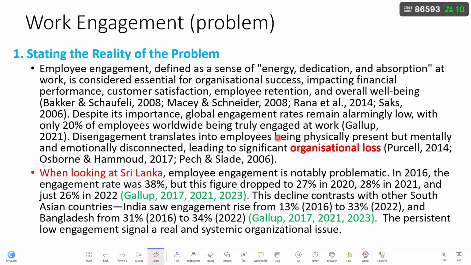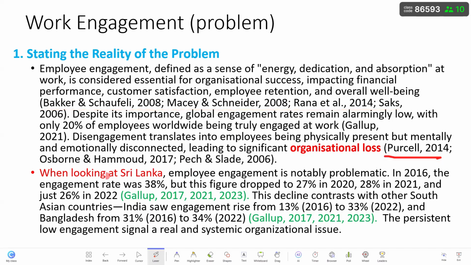Disengagement translates into employees being physically present, right? 60% means they are physically present but mentally and emotionally disconnected. They are physically in but mentally out. They don't contribute to the organization. They are not loyal to the organization, ultimately leading to significant organizational losses, right? These are taken from these studies. I have referred to these studies, right?